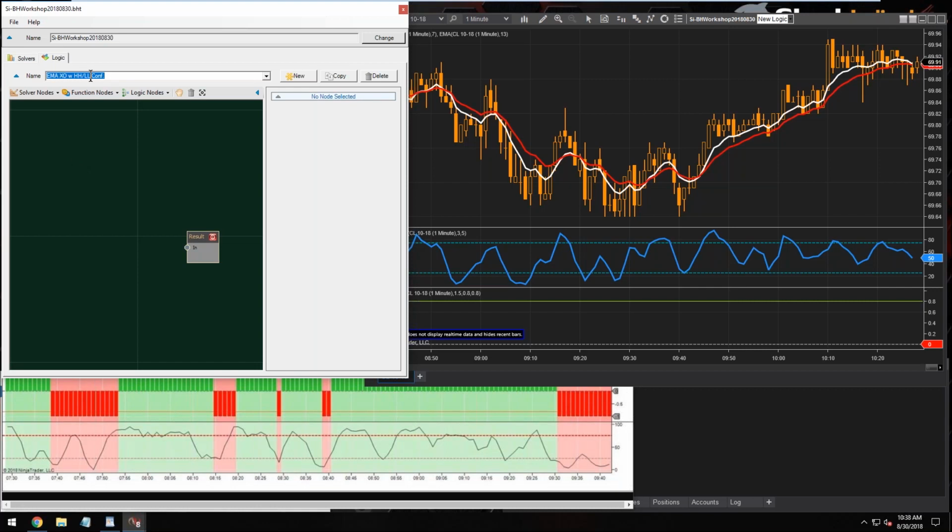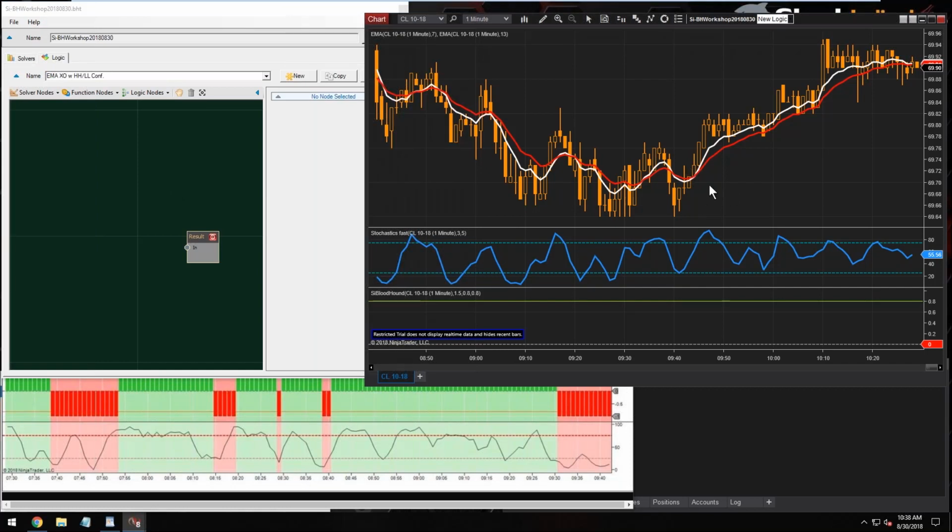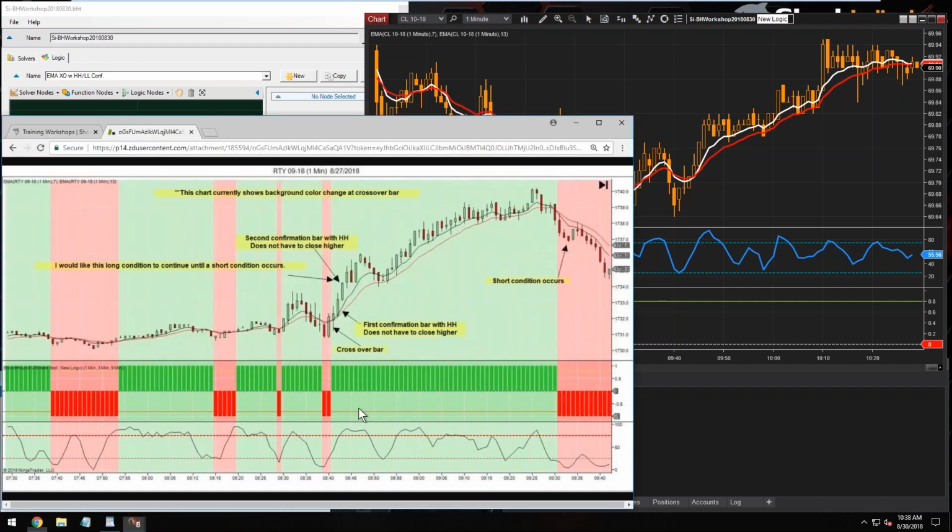All right, so once we have a logic template name here, then we can start building here. Okay, so the first thing we're looking for are these EMAs to cross over here. And looking at the system rules here, we're not really looking for a crossover per se. We're just looking for the faster EMA to be above or below the slower EMA.